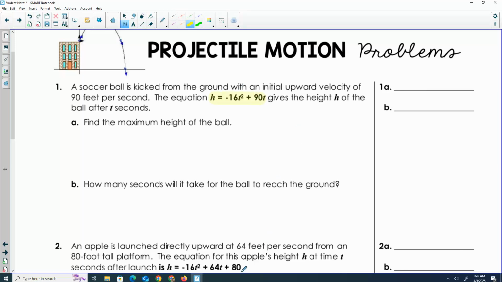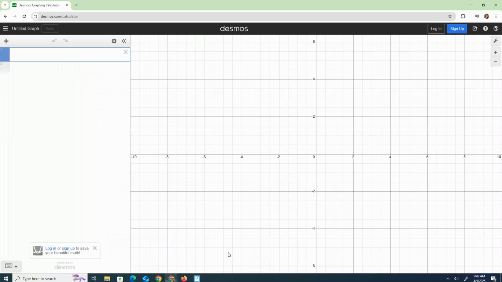Okay, so I need everybody to open Desmos right now. You're just going to desmos.com, opening up the graphing calculator. Is everybody there?